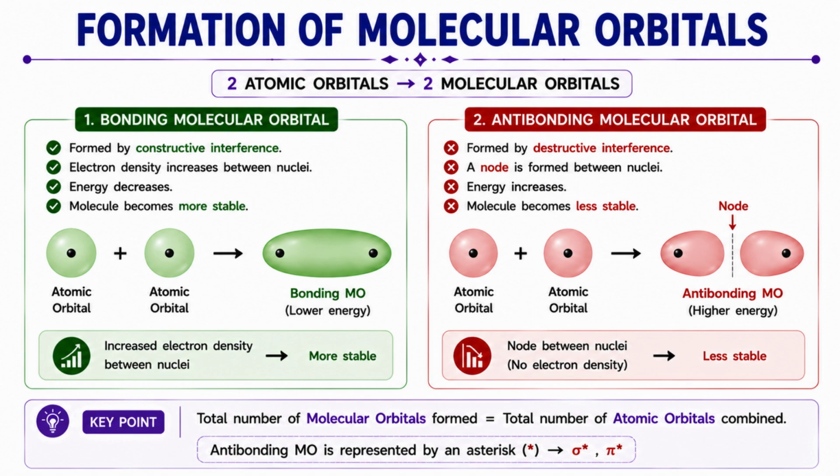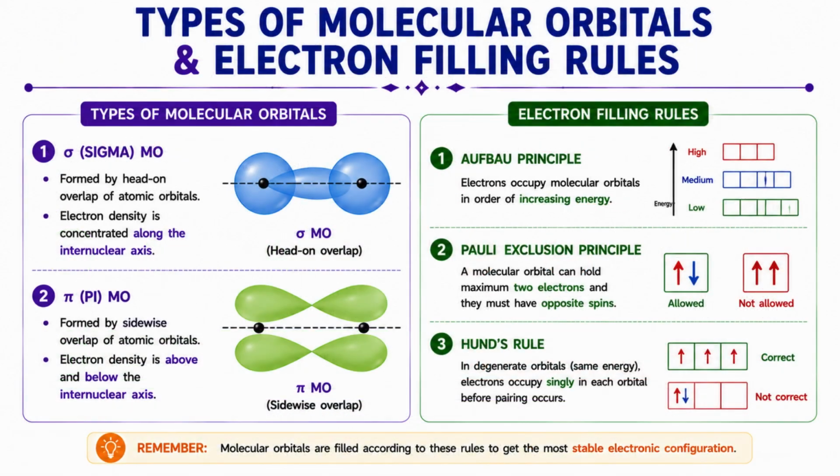2. Antibonding molecular orbital. It is formed by destructive interference. A node is formed between the nuclei. The energy increases and the molecule becomes less stable. It is represented by an asterisk: sigma star or pi star.